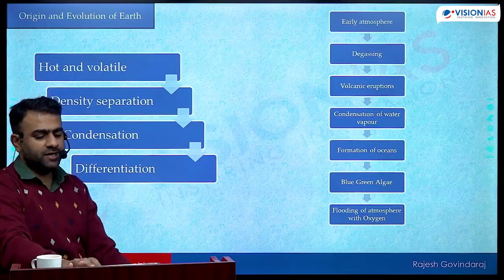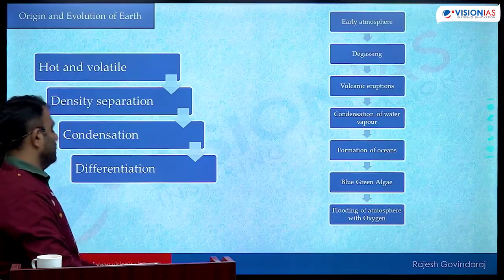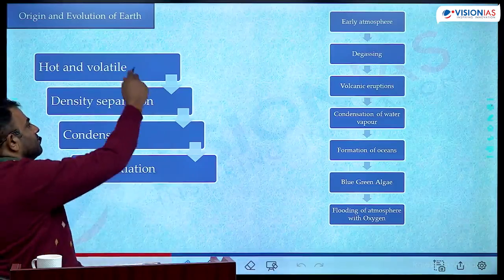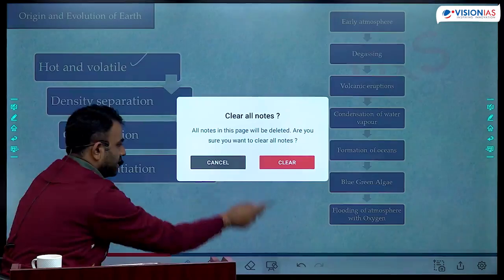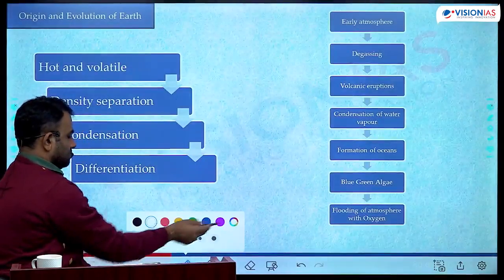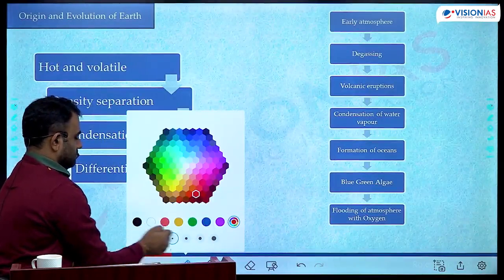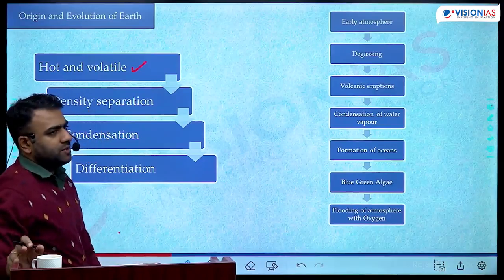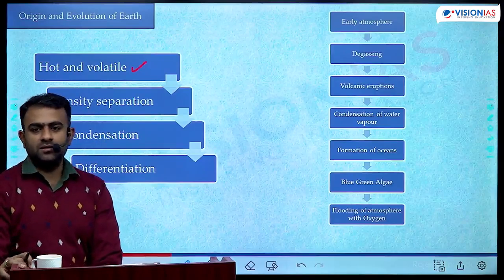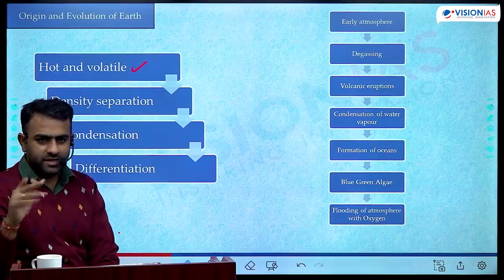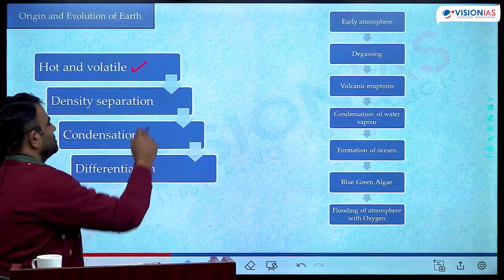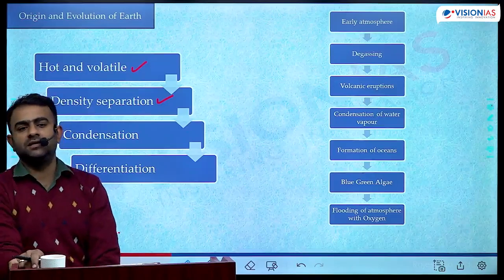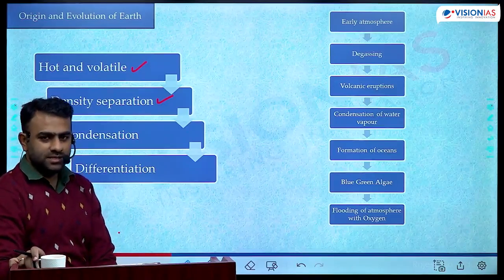Let's talk about the evolution of interior. Initially, the Earth was in a totally hot and volatile state. From here, as the temperature started to decrease, because over a period of time, since the mass has come out from the sun, the temperature starts to decrease, the heat will start to get released, dissipate हो जाएगा. During this process, we will see the formation of different material getting separated as per density. This process is called density separation.